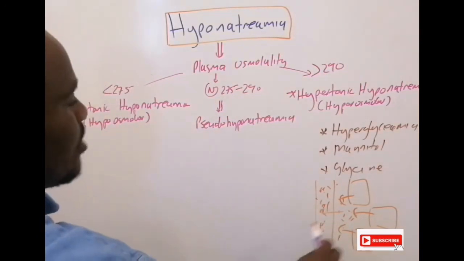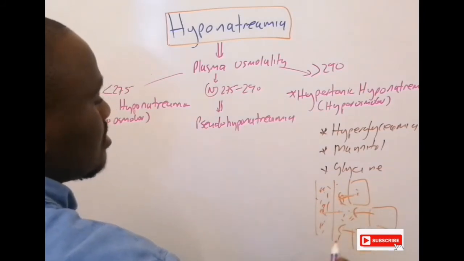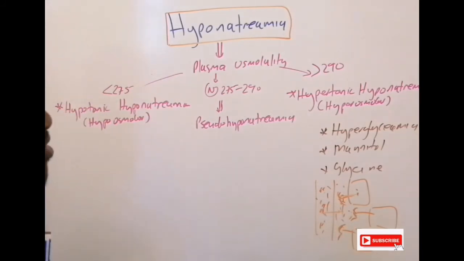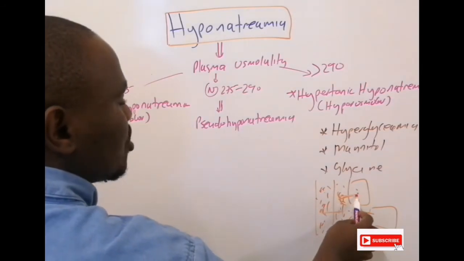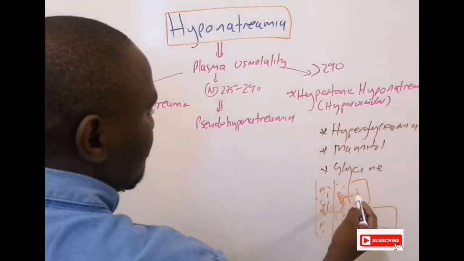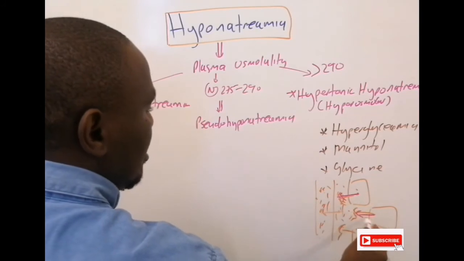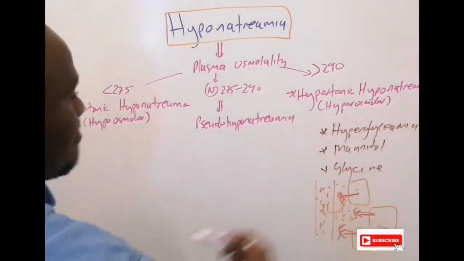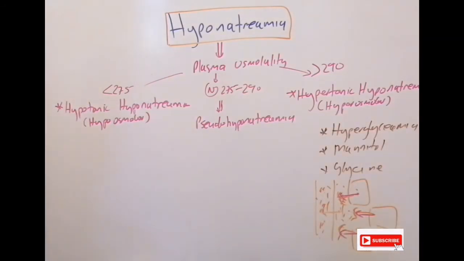Basically, when you draw water out of these cells, you are going to dilute the sodium that you have here. Now you are going to have hyponatremia because you have diluted your sodium, because you are having shifting of water from the intracellular space into the extracellular fluid. That's how you get that hypertonic hyponatremia. I did explain that yesterday.